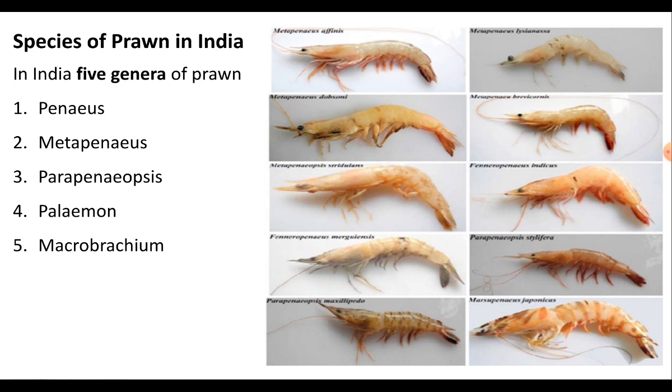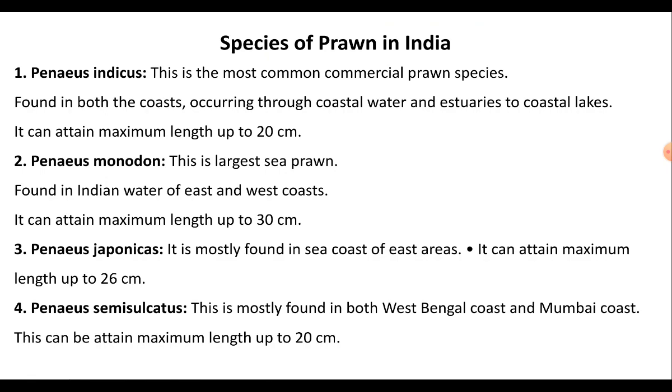Coming to the species of prawn in India. About 5 genera of prawns are reported, and they are as follows. The first one is Penaeus, second is Metapenaeus, the third is Parapenaeopsis, the fourth is Palaemon, and the fifth one is Macrobrachium. Let us see the species of these genera.